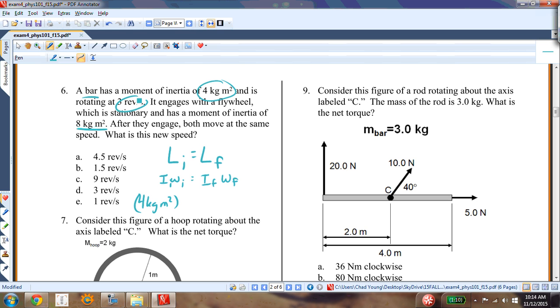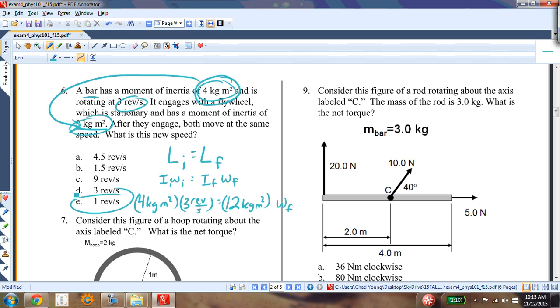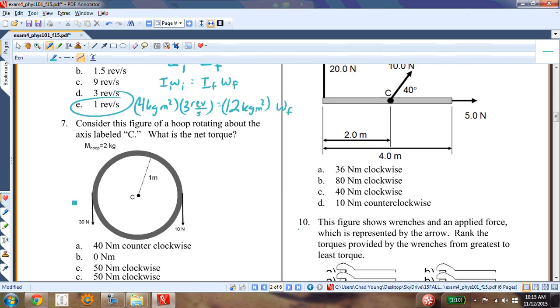My omega initial is 3 revolutions per second. That's going to equal my I final. Now I'm taking this 4 kilogram meter squared and I'm combining it with this 8 kilogram meter squared. So I'm going to have a final moment of inertia of 12 kilogram meters squared times omega final. 4 times 3 is 12, so omega final is 1 revolution per second. Notice I didn't have to convert my units here. It was given in revolutions per second. My units carried through to give me the answer in revolutions per second.